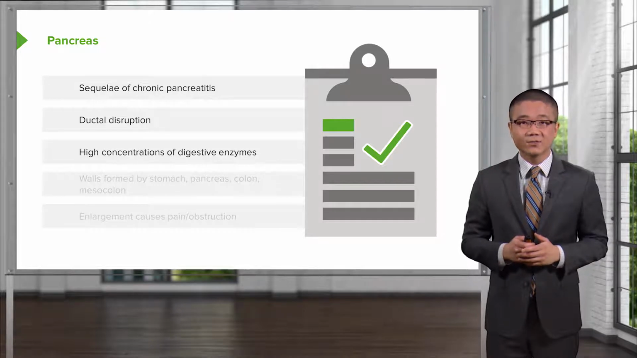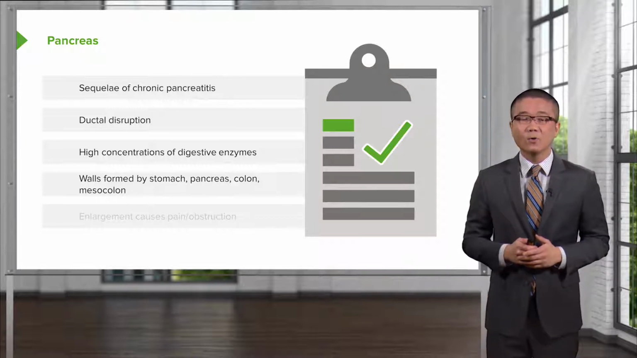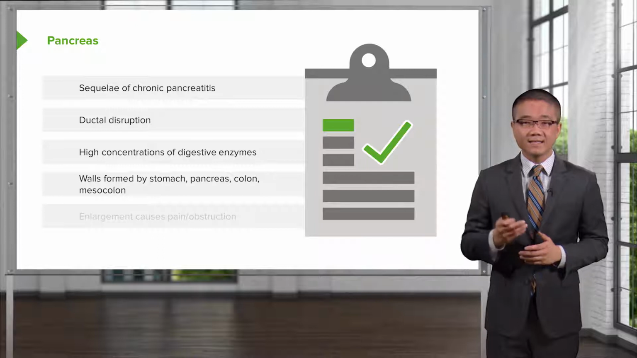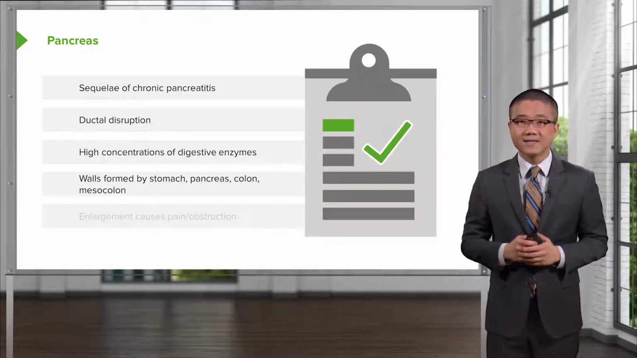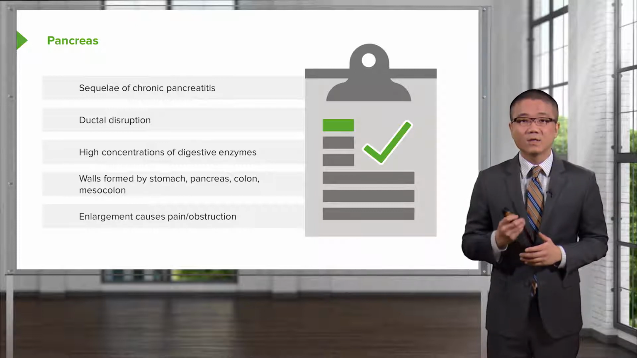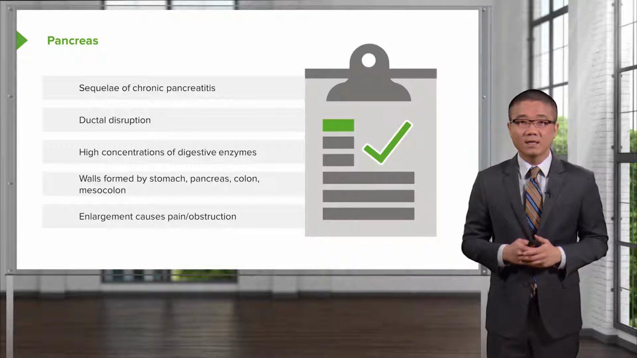Pseudocysts have high concentrations of digestive enzymes, and the walls are formed by the stomach, pancreas, colon, and mesocolon. As the name implies, pseudocyst means that it does not have all the layers of the epithelium. The enlargement of pseudocysts can cause pain and obstruction, and this is how patients typically present.